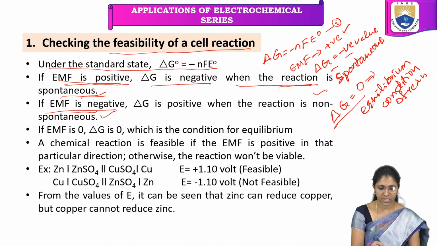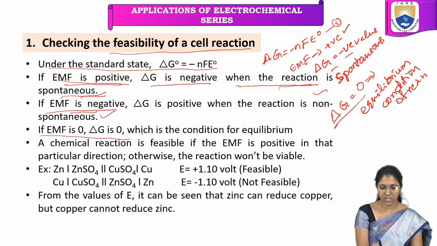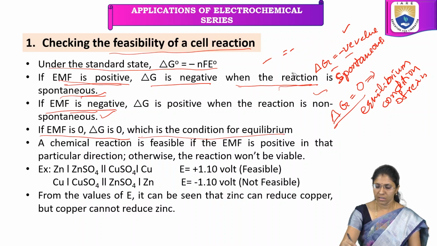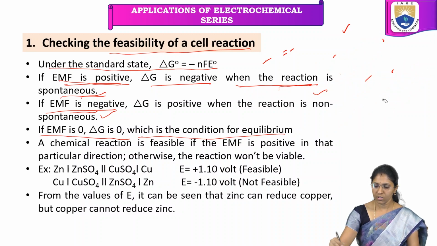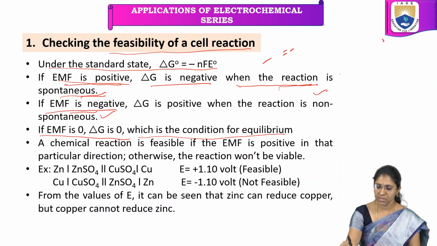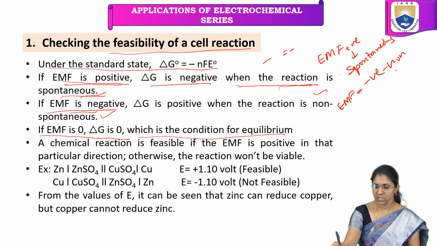Equilibrium condition of reaction: if EMF is 0, delta G is 0, which is the condition of equilibrium. So finally, we can tell that if EMF is positive, that is a spontaneous reaction. If EMF is negative, that is a non-spontaneous reaction. If EMF equals 0, that is said to be equilibrium. That reaction is in equilibrium.